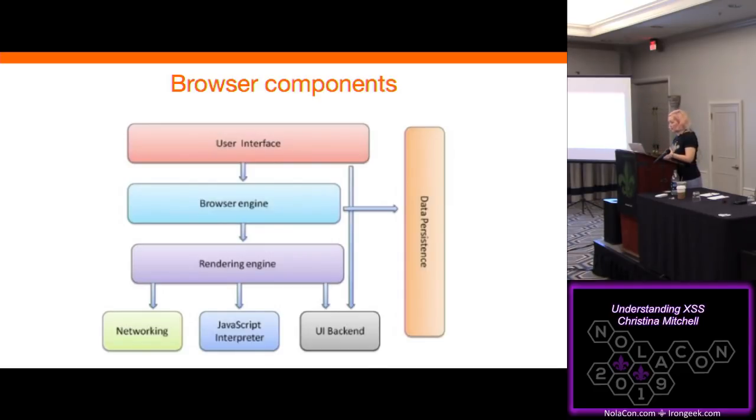The networking component handles all the internet communication and security, and I bet you can probably guess what the JavaScript interpreter does for us. The UI backend is used for drawing basic widgets like windows and combo boxes, and data storage is our bookmarks, preferences, and cookies.